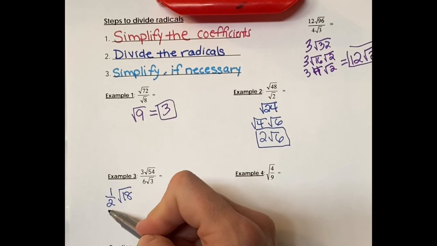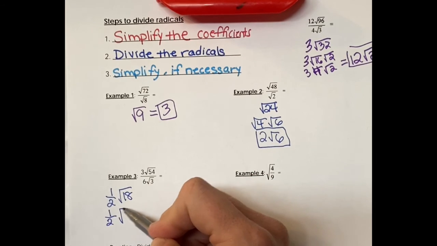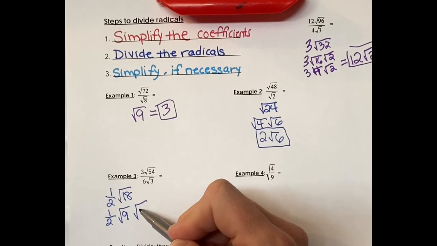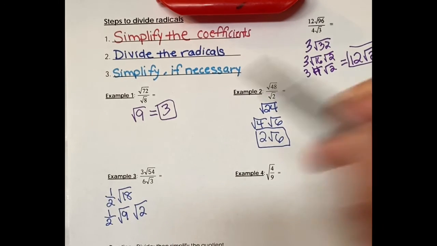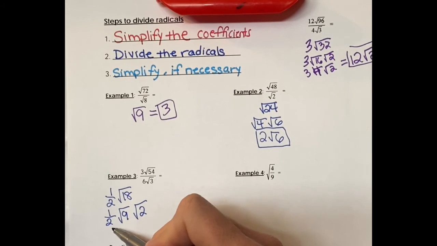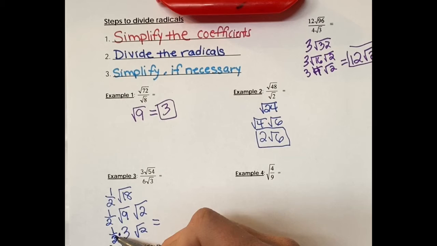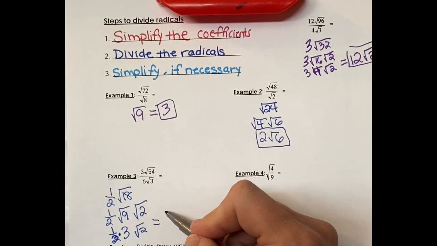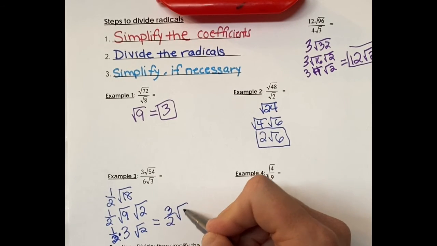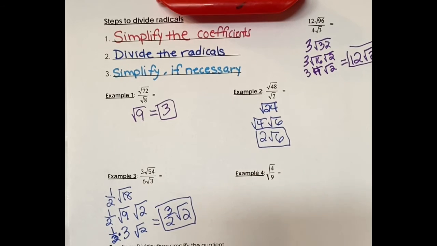Now I want to simplify radical 18. Radical 18 has a perfect square factor of 9, and the other factor is 2. So the square root of 9 is 3, radical 2, and then I would multiply a half by 3, which would give me 3 over 2 radical 2. And I'm going to keep it as an improper fraction.